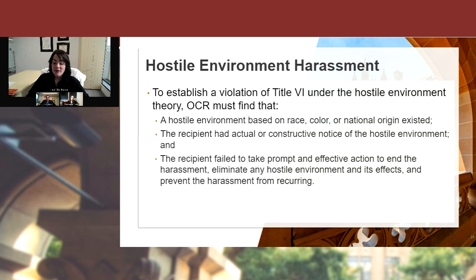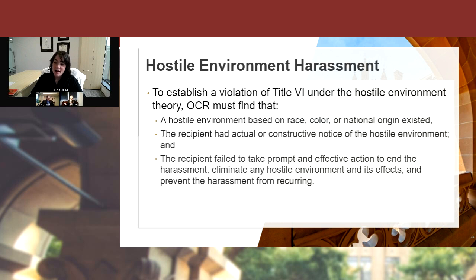So if OCR finds a hostile environment violation, OCR must find that there was a hostile environment based on those elements that we discussed, based on race, color, or national origin. And then they need to see that the recipient had actual or constructive notice of this hostile environment. So this means that in order for a school to be found liable, the school has to have actual or constructive notice. OCR wants to make sure that you're given a chance to respond and address this conduct. So that's why this element is really important for schools.